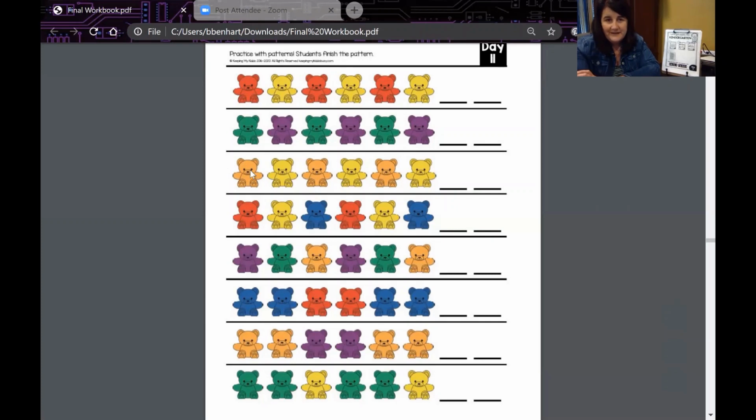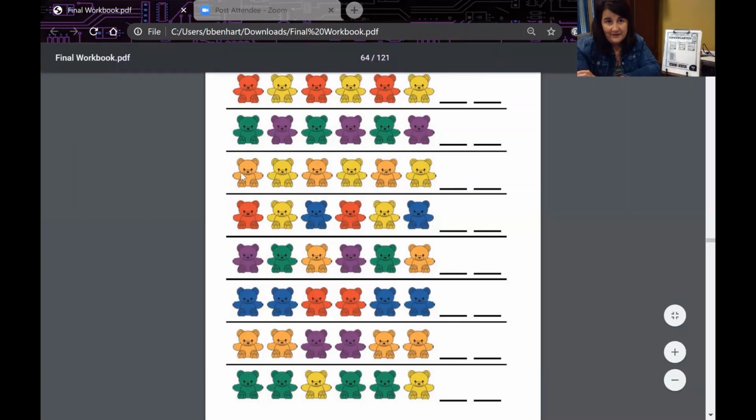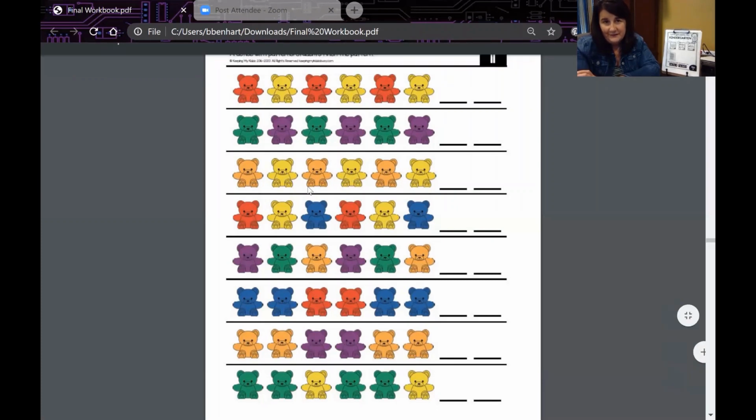Say the colors with me. We have 2 colors in this row. Orange, yellow, orange, yellow, orange, yellow, orange, yellow. So every time in this pattern we have one orange, we have one yellow. One orange, one yellow. So the orange and the yellow are the part that repeats through the whole pattern.